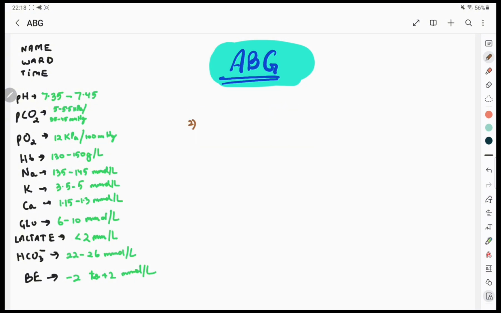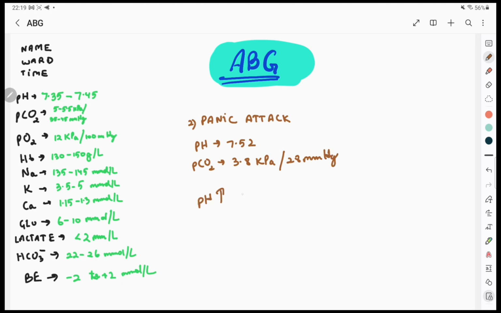Next, imagine a young patient presenting to the emergency department with a severe panic attack, hyperventilating at 30 breaths per minute. The strip reads a pH of 7.52 and a PCO2 of 3.8 kilopascals or 28 millimeters of mercury. Again, the arrows are moving in opposite directions, confirming a respiratory drive. Because they are breathing so fast and heavy, they are blowing off massive amounts of carbon dioxide. Less carbon dioxide in blood means less acid, resulting in a primary respiratory alkalosis.